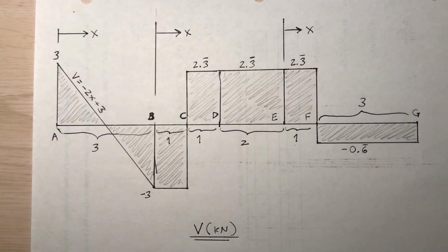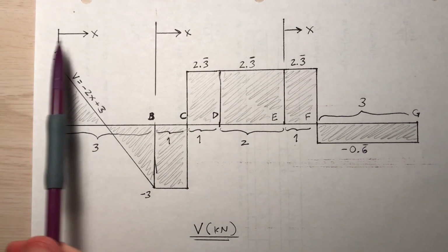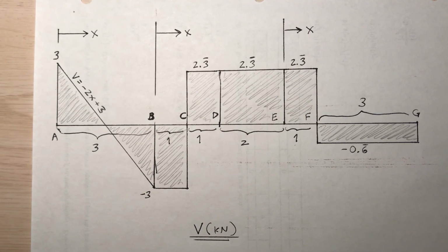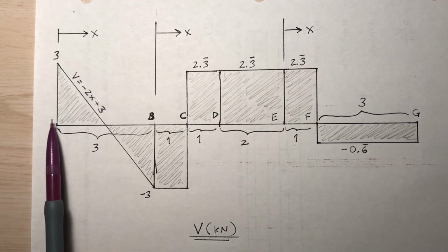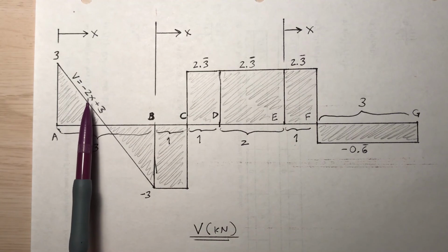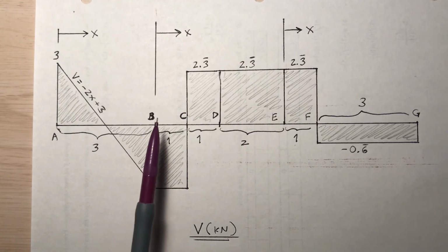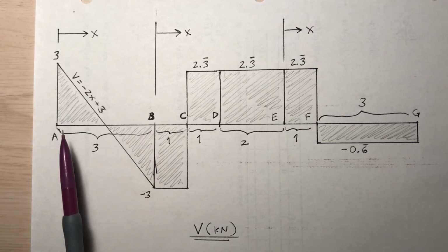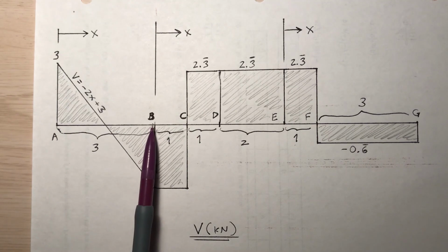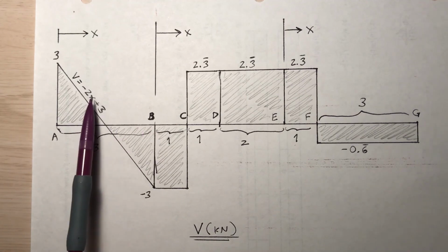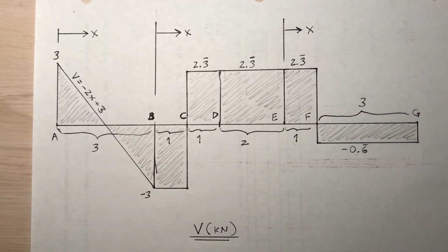Notice that I put up here at the top where the new x value starts. Between A and B, I've got a shear given by the equation negative 2x plus 3. If x is 0, that means I'm at point A, so you'd have positive 3. Shear is 3, that's up here. What happens if you stick in x equal to 3? It's 3 meters between A and B, so at point B, x is equal to 3. Negative 2 times 3 plus 3 is negative 3, so that gives you this value down here.